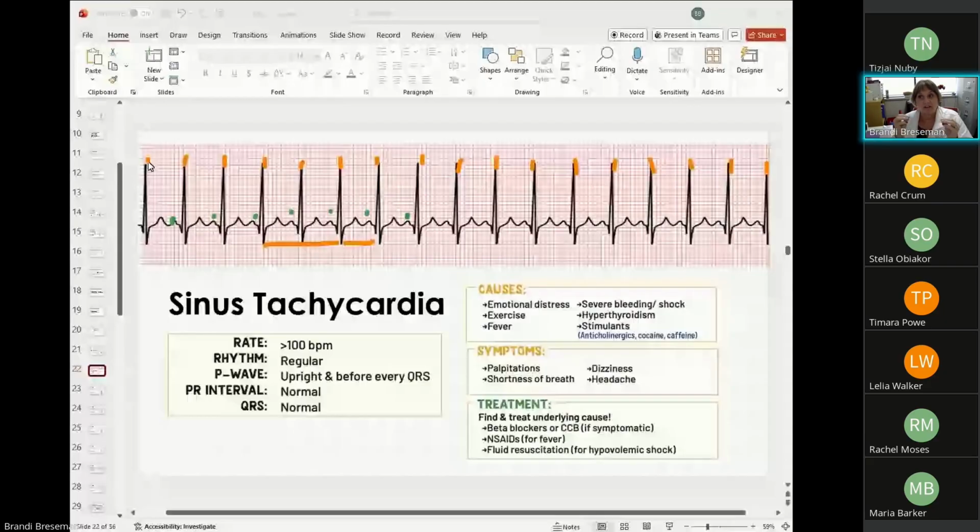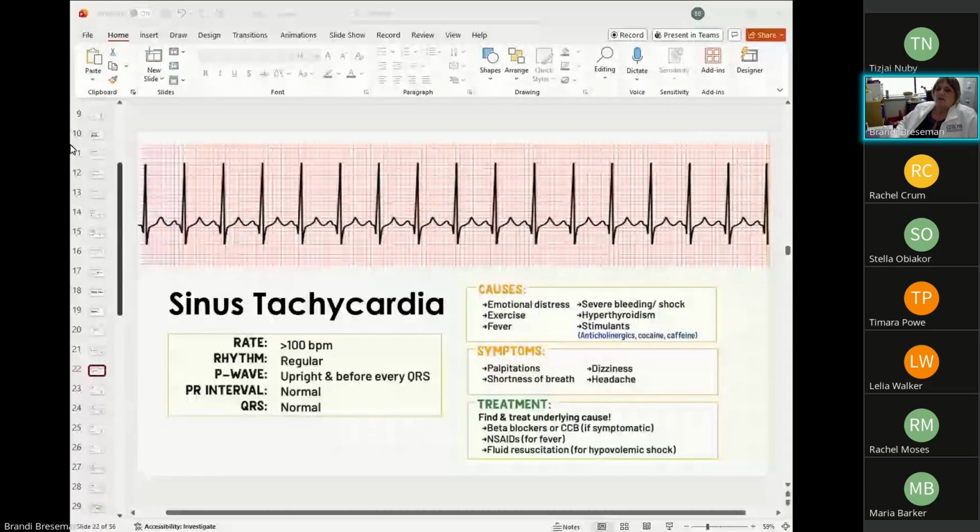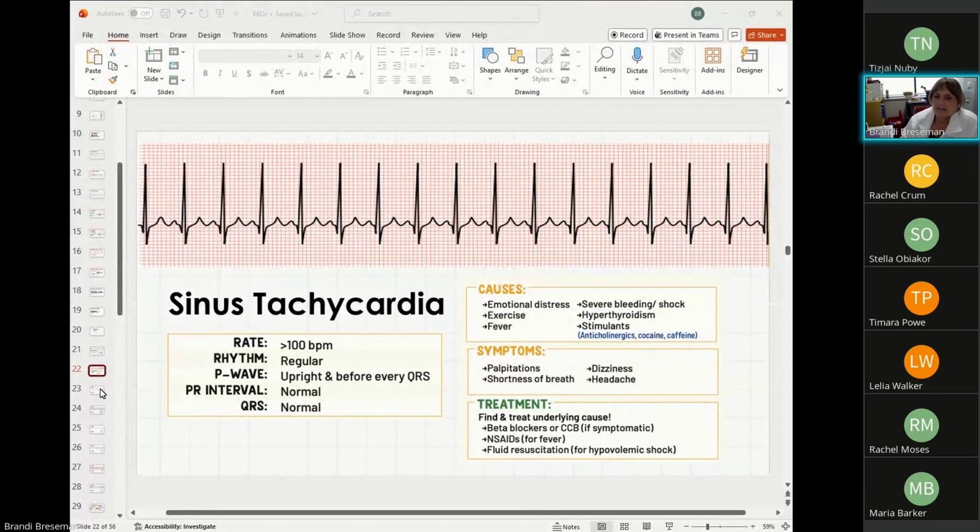Is it starting to come together a little now? Yes. Okay. I'm like, I promise, guys, trust the system. Trust the system. It'll happen. Okay. So you have to know normal sinus rhythm, sinus bradycardia, and sinus tachycardia. You will have to know these rhythms.